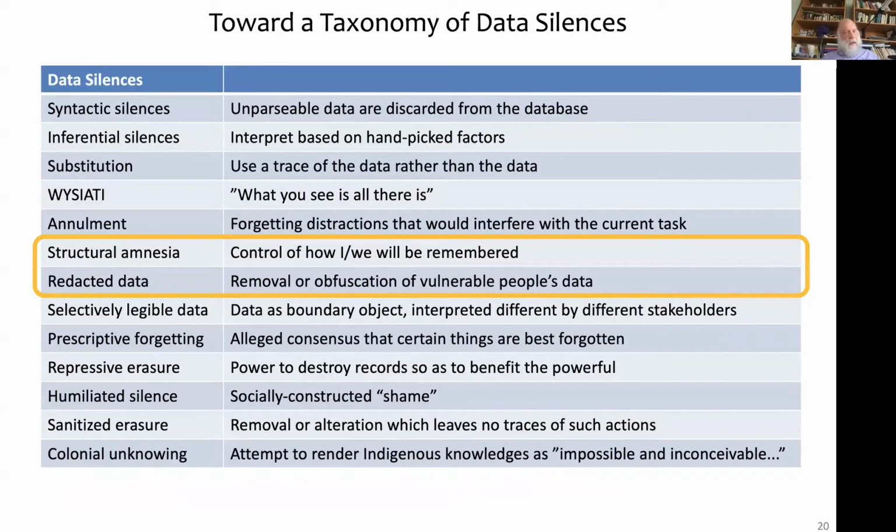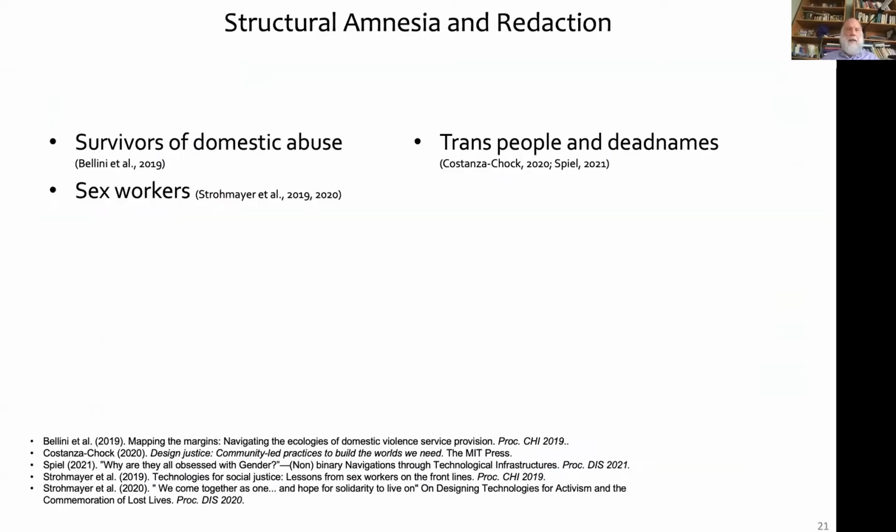Here's a different way, though, of looking at data silences: structural amnesia, controlling how we will be seen and remembered, and redacted data, removing data sometimes in order to protect people who are so vulnerable that they really shouldn't be visible to authorities. And here are some examples.